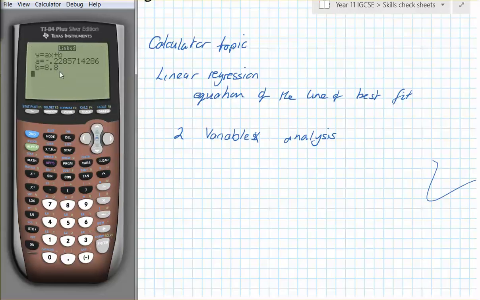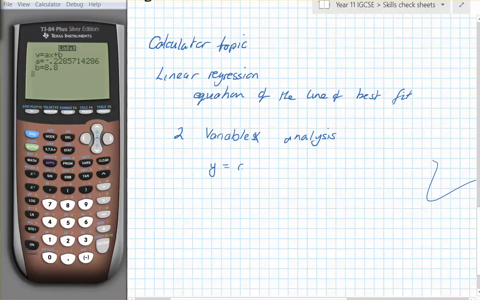Right, so on my calculator I've got Y equals AX plus B, and I've got A equals minus 0.229, so three significant figures, and B is 8.8. So how do we put that together to make the equation? It would be Y equals minus 0.229X plus 8.8. Okay. So we're not going to talk now about how you use that. That's for another day. It's just, can you do it on your calculator?